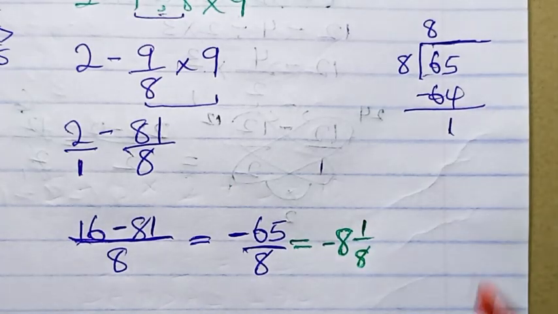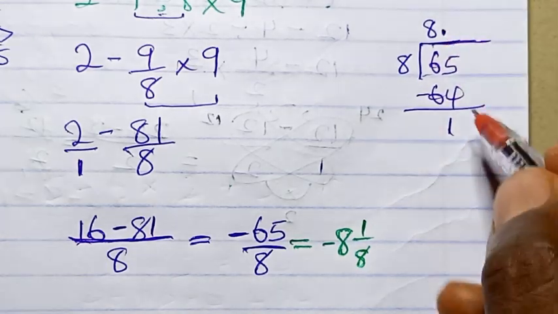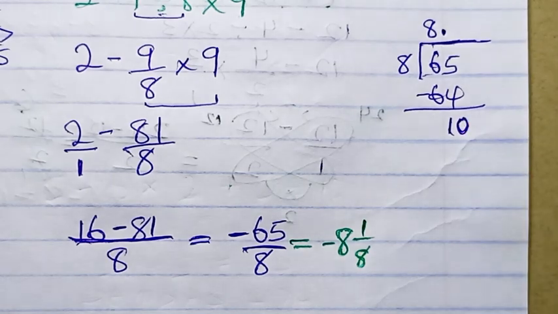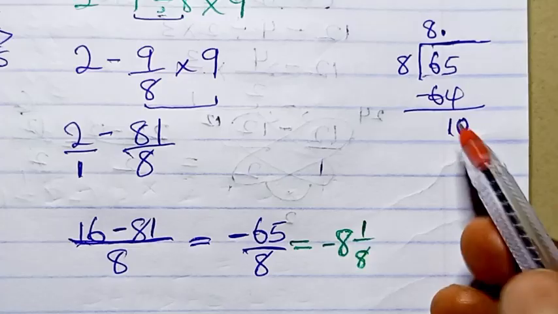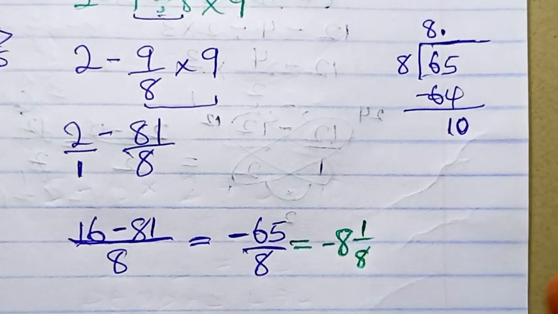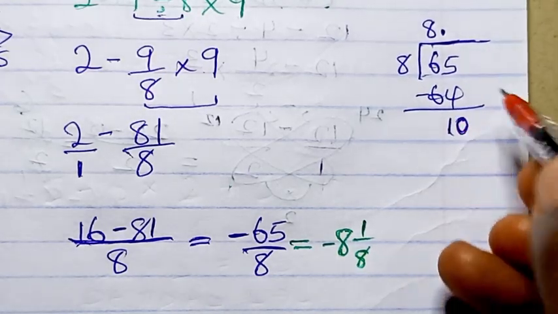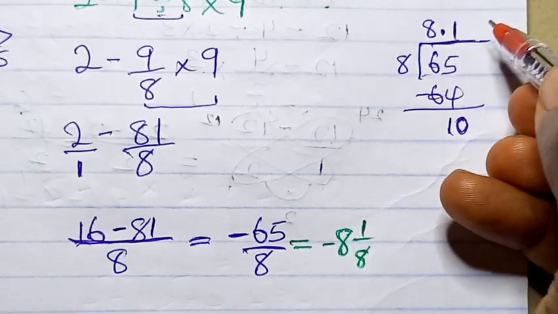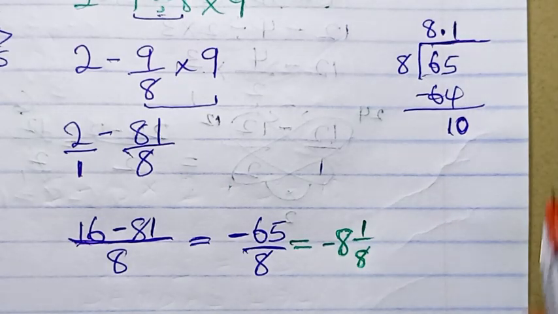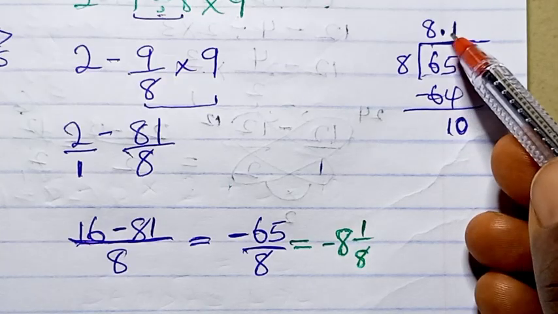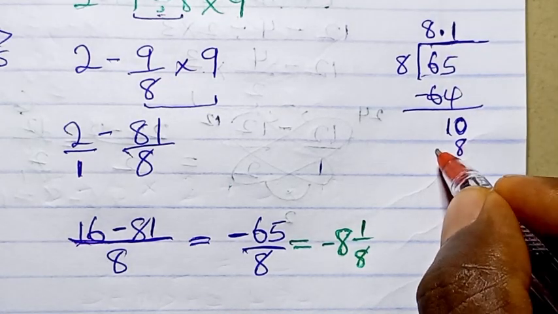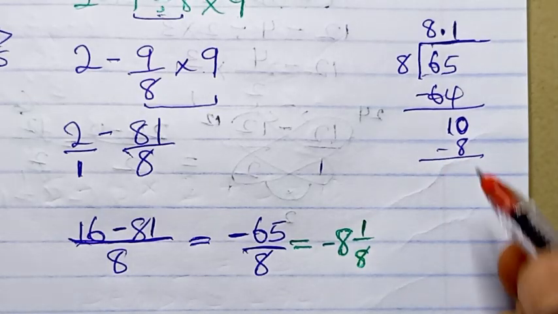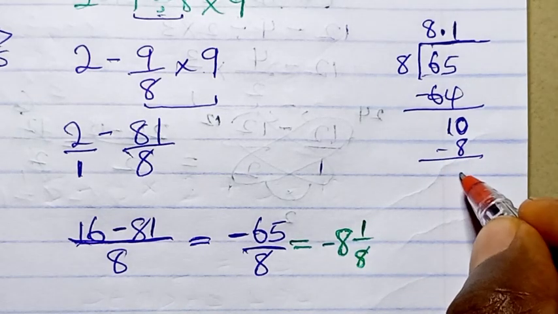Alright? 8 cannot divide 1, okay? So you put your point here and add 0 to this one. Alright? So now 8 can divide. Okay, so 8 will divide this 10 how many times? It can only divide it one time. So there's going to be a remainder. Forget about the remainder for now. So 8 into this 10 is 1. 1 times 8 is going to give us 8. Put your 8 here, let's subtract. So if we subtract 10 minus 8 is going to give us 2.